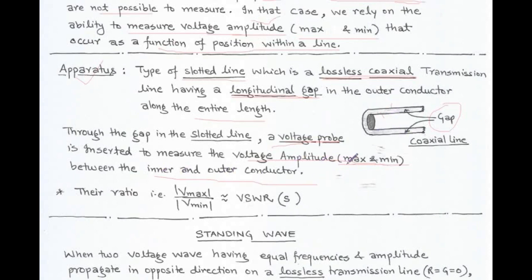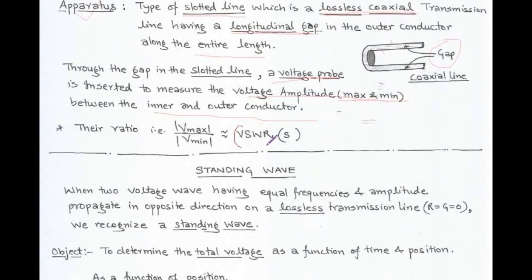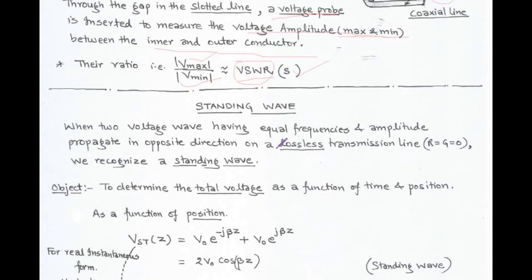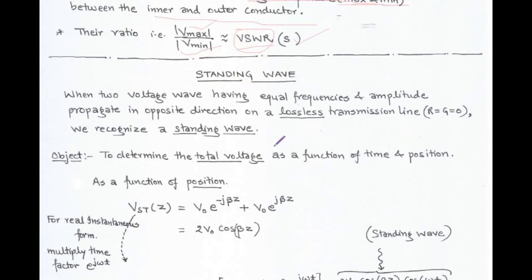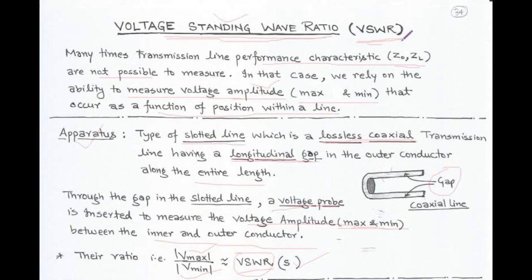So after measuring the maximum voltage amplitude and minimum voltage amplitude, we can determine the voltage standing wave ratio, that is denoted by small s. So the ratio, that is maximum voltage amplitude upon minimum voltage amplitude, is called the voltage standing wave ratio. And now with the help of this voltage standing wave ratio, we can determine the line performance, that is the transmission line performance characteristics, which are Z0 and ZL.